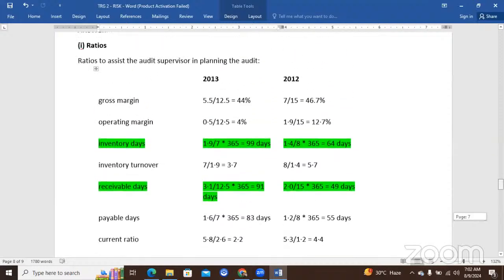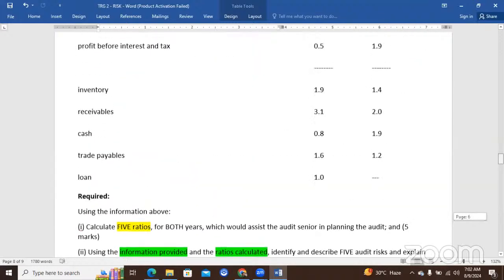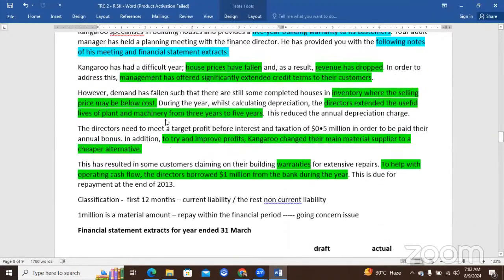Now, students, let's move to the case study story again. They gave that point here. To help operating cash flow, directors borrow 1 million from the bank. The due repayment date is the end of 2013. So in the current year itself, we need to repay that entire 1 million loan.